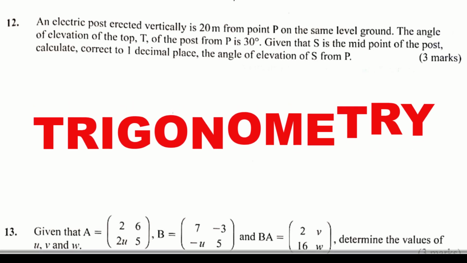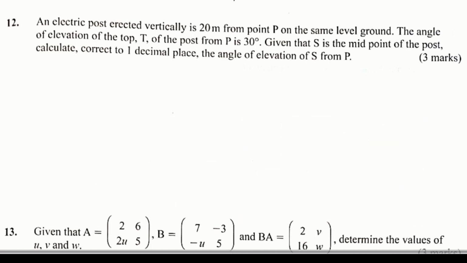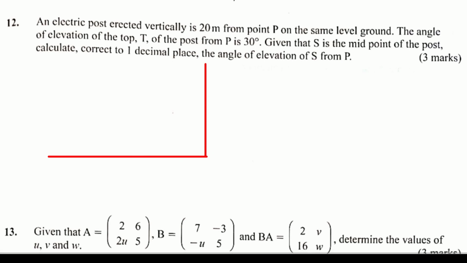So we shall start by drawing a sketch of the post and the point P. So this is the level ground, and the post is here. So that is the post, and then point P is somewhere here. The electric post is 20 meters from point P, so this is 20 meters.